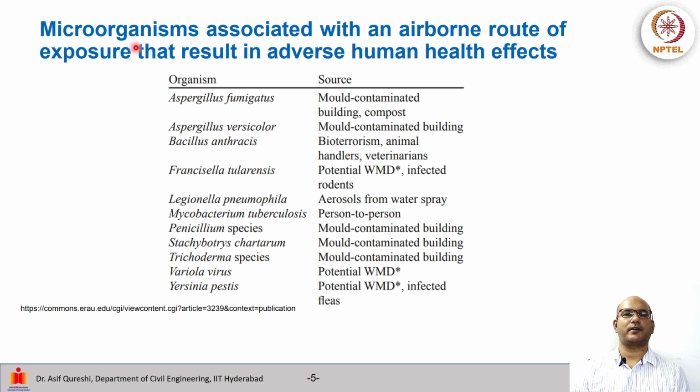Here some microorganisms that are associated with an airborne route of exposure that will result in adverse human health effects are listed. These organisms could be Aspergillus fumigatus, the sources of which are mold contaminated buildings and compost. So this is quite common. We can have molds in buildings in humid areas, and we may also have compost. The next is Aspergillus versicolor, which is also produced in mold contaminated buildings, similar to Aspergillus fumigatus.